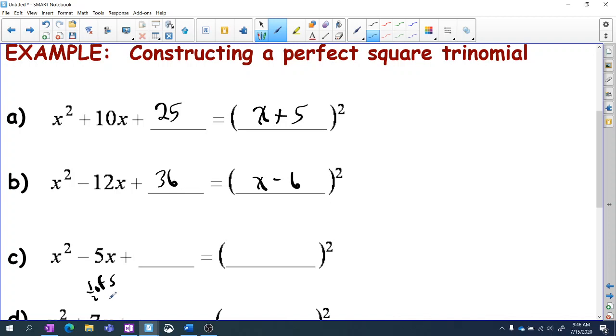So half of 5, an easier way to think about it is just like this. That's half of 5, 5 over 2. Then to square that, you just square the numerator and you square the denominator. So that would become 25 over 4. Square root of the first, sign of the middle, square root of this one. If it's a fraction, you just take the square root of the numerator and the square root of the denominator. So that would become 5 over 2.